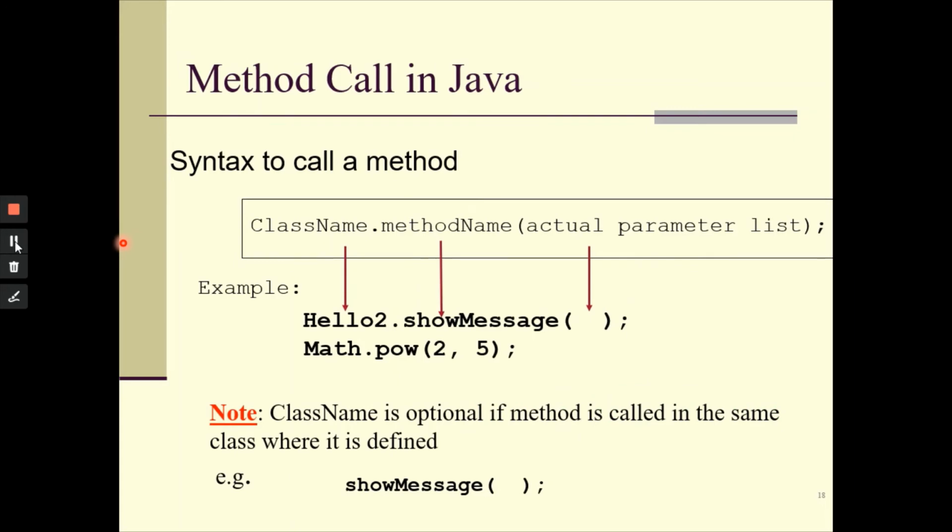Okay, once you already have your method, you need to know how to call the method. The syntax to call a method is to put the class name dot method name and actual parameter list. The parameter list we will skip for a while. We will learn it in part 2. If you are calling a method from the same class, then you just put the method name, show message. But if you are calling from different classes, then you have to put the class name dot method name. So here we have hello2 dot show message.